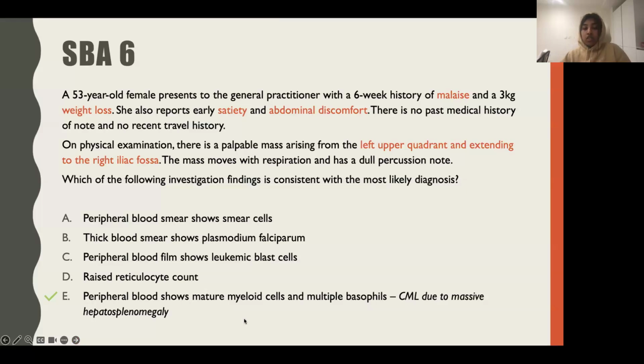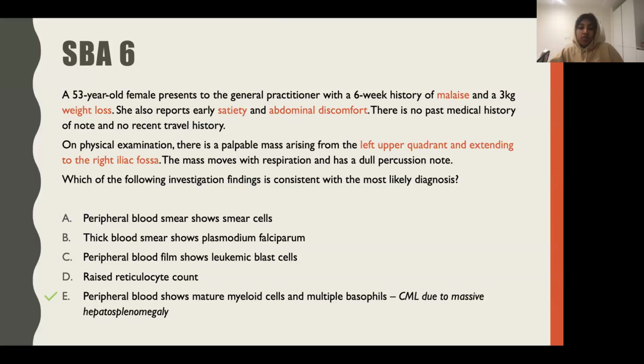The correct answer is E. So let's go through things one by one. So A, a blood smear showing smear cells or smudge cells would be CLL. And I don't think this is CLL because it's not an old man. It's a middle-aged woman, so it's unlikely. And there's no Richter transformation.